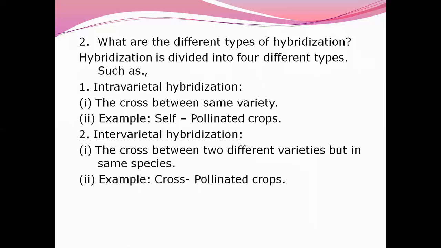The species is sativa, Oryza is the genus name, sativa is the species name. The two varieties, one is Ponni, another is Jeeraga Samba. You got a new plant called Pon Samba. This is known as intervarietal hybridization. Example, cross-pollinated crops. Cross-pollination is the transfer of pollen grain from anther lobe to the stigma of the carpel of another flower present in another plant, or another flower present in the same plant. We are calling it cross-pollination.